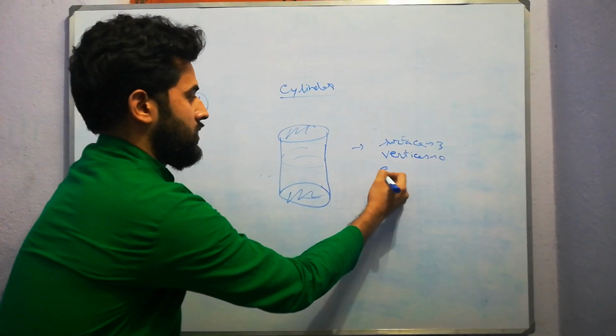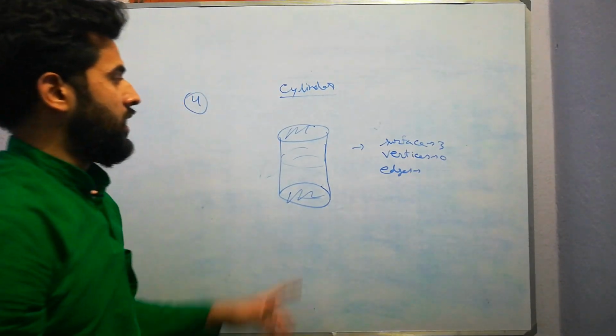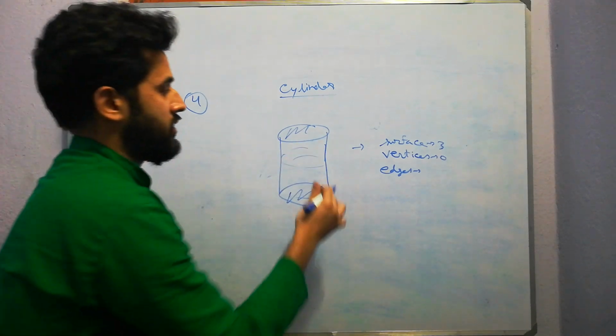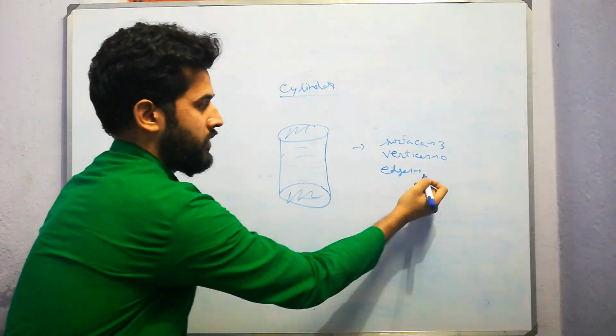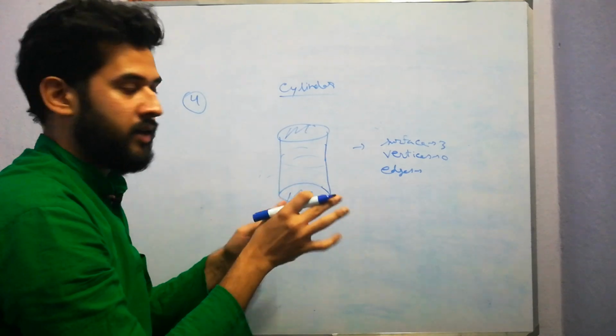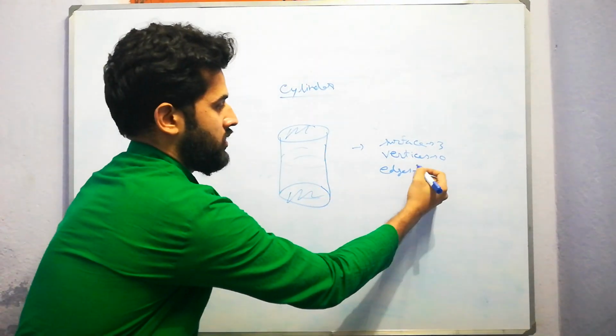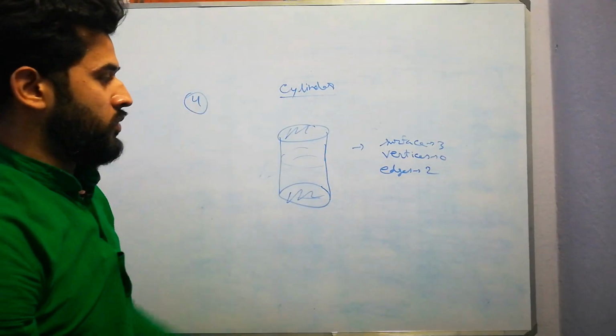Next, edges. It has only 2 edges, 1 and 2. These are not edges, these are round. In the picture I have drawn it like this, but in reality this doesn't have any edge. Well, it has only 2 edges, 1 and 2.